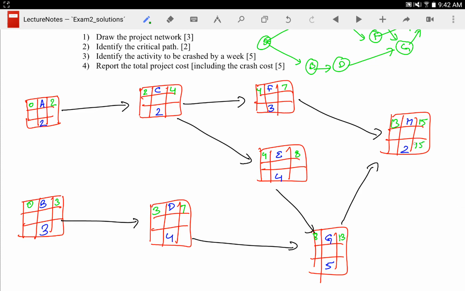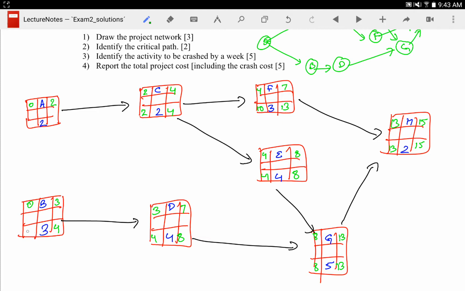So 15 minus 2 is 13. As F has only one successor, we can just bring the 13 here. 13 minus 3 is 10. G has only one successor, so you can just bring the 13 here. 13 minus 5 is 8. E has only one successor, so you can just bring the 8 here. 8 minus 4 is 4. C has two successors, so you have to bring the minimum of it. So 4 and 10, you bring the minimum, 4, and 4 minus 2 is 2. D has only one successor, you can just bring 8 here. 8 minus 4 is 4.